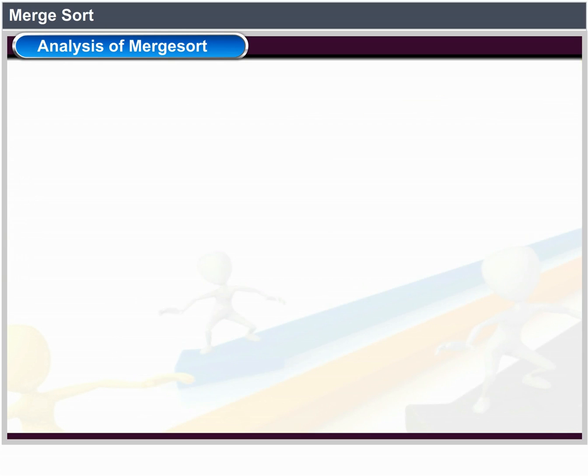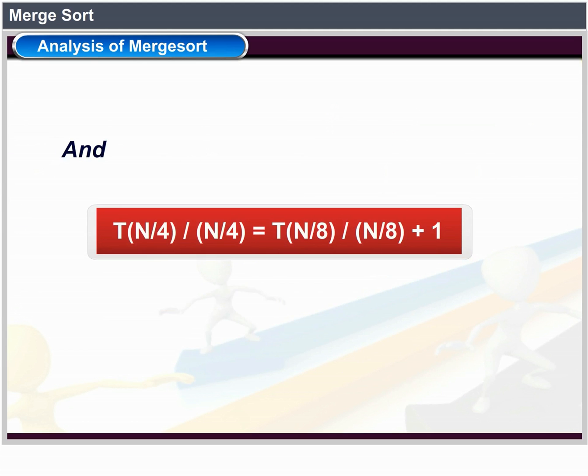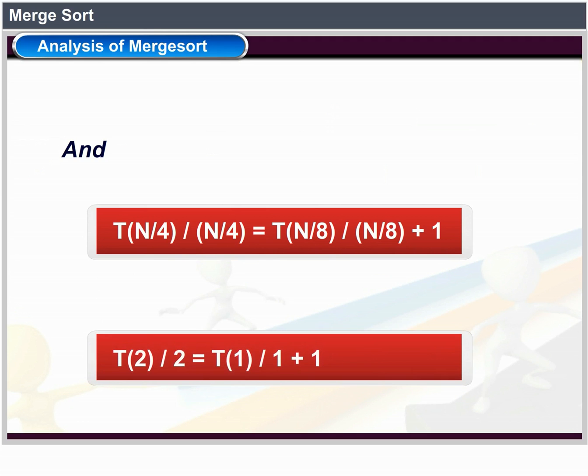This equation is valid for any n that is a power of 2. So we may also write T(n/2)/(n/2) equals T(n/4)/(n/4) plus 1. And T(n/4)/(n/4) equals T(n/8)/(n/8) plus 1. It goes up to T(2)/2 equals T(1)/1 plus 1.